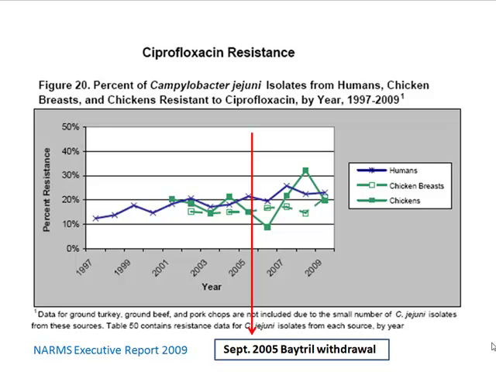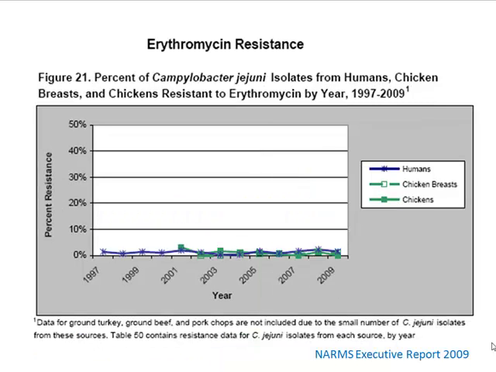Well, if we look at NARMS data and just draw our line here at about 2005, and probably realistically, poultry producers were not using it a little bit before that particular September date. Human resistance is kind of trickling back up here, and this is humans, chicken breast, and chicken. You can kind of see that there's not been a downward trend necessarily. It's still up there. Cause and effect attribution, we'll have to sort that out. It's just data, and I'm not making a link, but that's what the NARMS data is suggesting.